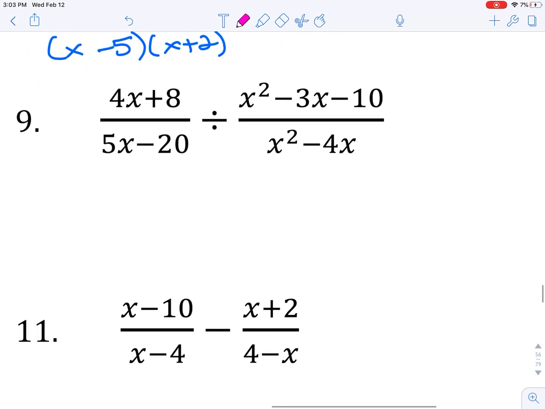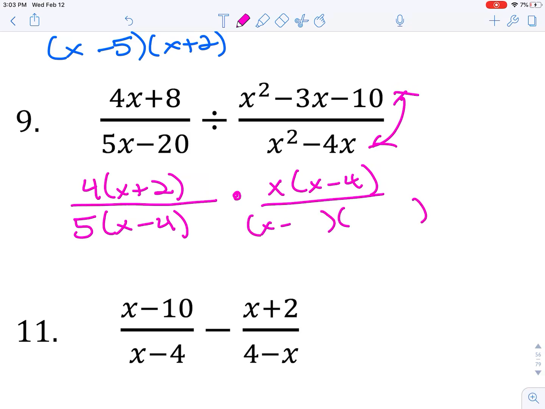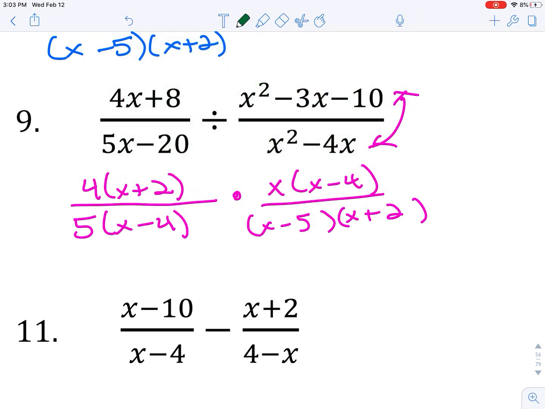So again, we're going to factor. All those things can be factored. Try to factor them on your own. Pause the video, see if you get it right. Now, I am going to make this division multiplication and flip this, so don't get confused by that, okay? Okay, now I've made it a big multiplication problem.